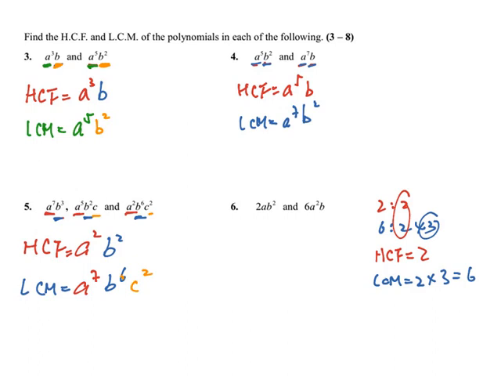So let's go back to here. For HCF, for the number, it is 2, and for the unknown, a squared and a, so the smallest is a. And for b, b squared and b, so b. Next, LCM. LCM for the number is 6, and then a squared, because a squared is biggest, and b squared and b, so b squared.